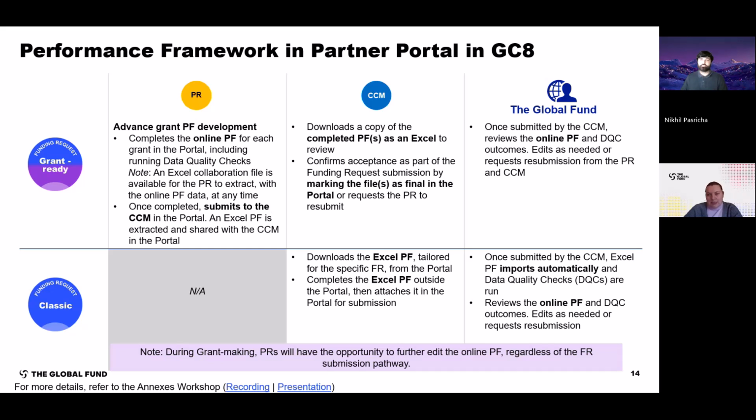The moment that this process is completed, the CCM will attach the final Excel PF in the partner portal for the submission. The moment that the full application process and the full package is finalized, and I will talk about the budget in a minute, the performance framework will be submitted to the Global Fund as part of the funding request, and the Excel performance framework will be automatically imported, and the data quality checks will be performed in the system.